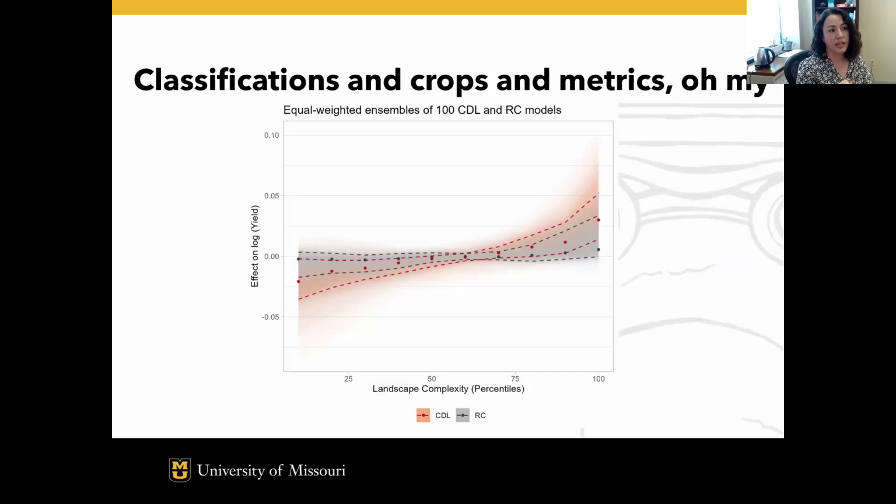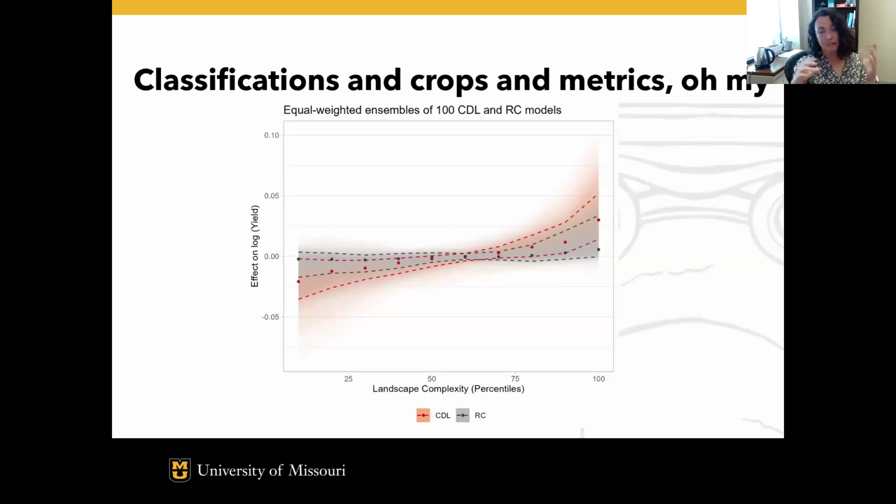So in this plot, we're looking at different classification methods. We have our distributions for the effects when we use the cropland data layer, that's the CDL in red. This is the land use classification that really emphasizes different species and different types of crops. And then in black, we have the land use reclassified according to functional groups.